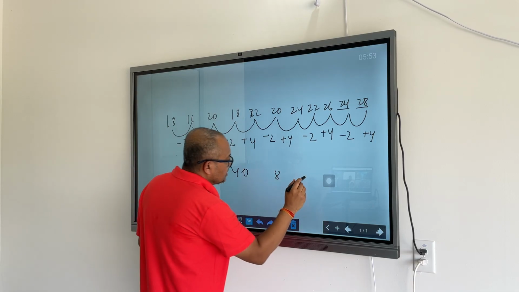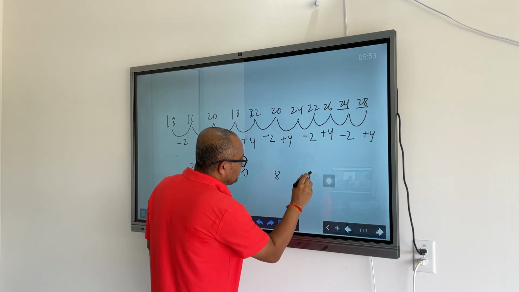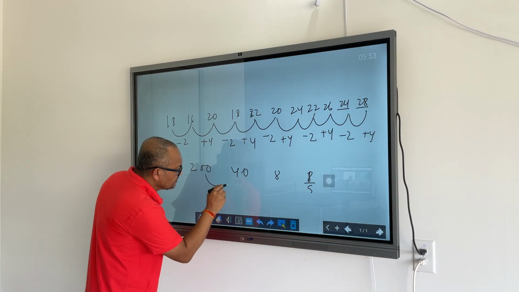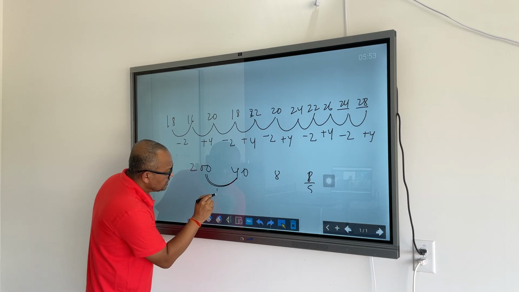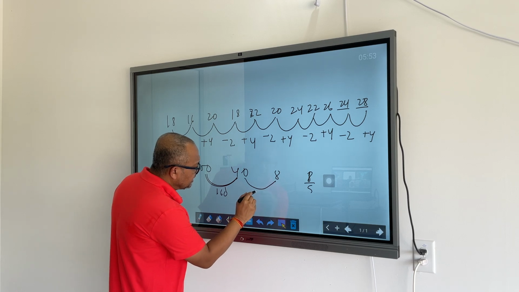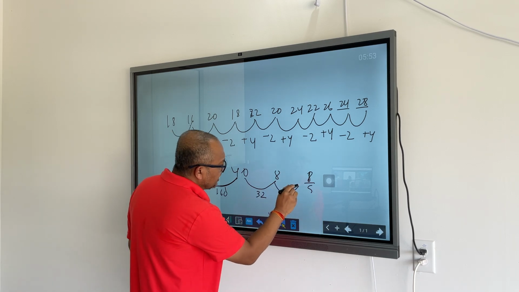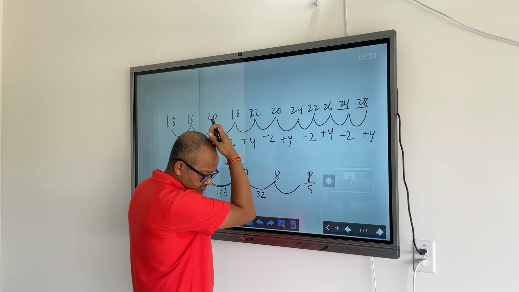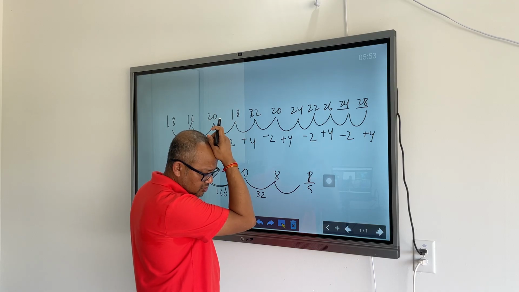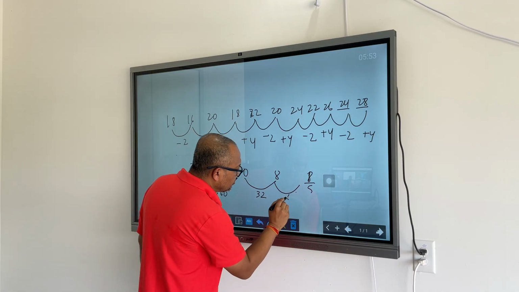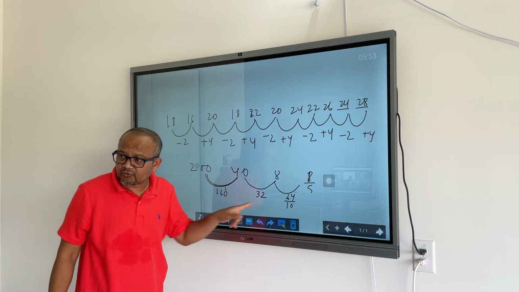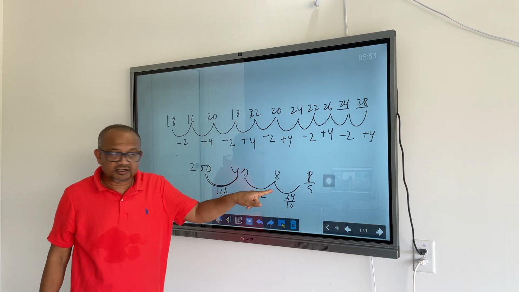200, 40, 8, 8 by 5, let's say. If I look at this pattern, same thing, how do I get from 200 to 40? It is 160 difference. From here to here, 40 minus 8 is 32 difference. 8 to 8 by 5, it is 64 by 10 difference. Okay. So the difference thing is not working. This is not giving us any clue.